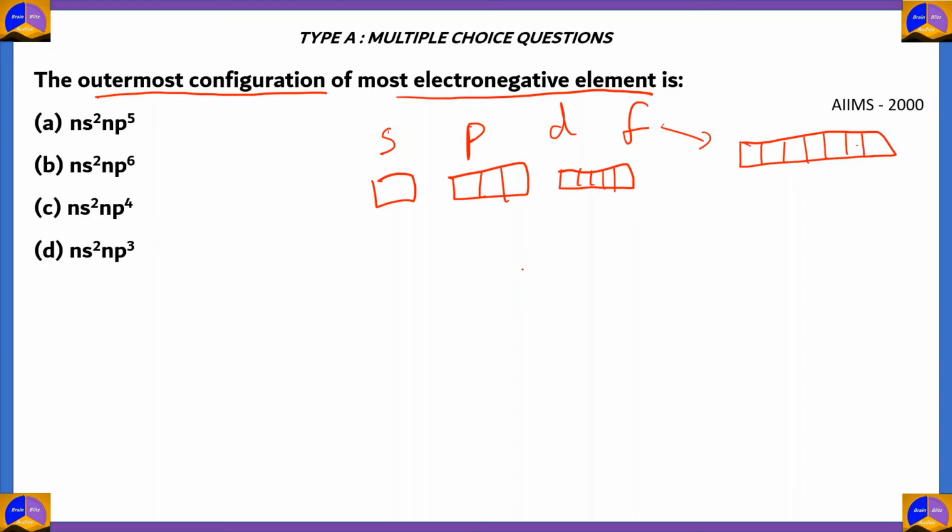So the goal of every atom or element is to fill these orbitals, and each orbital can have 2 electrons. So an S has a maximum of 2 electrons, a P can have a maximum of 6 electrons, a D can have a maximum of 10 electrons, and an F can have a maximum of 14 electrons. So now we need to figure out which of these configurations is most electronegative. So what is electronegativity?